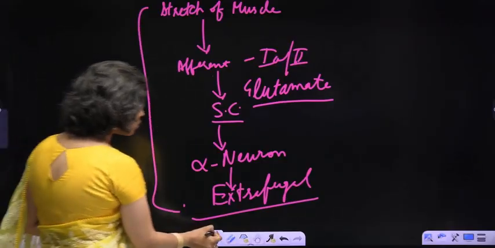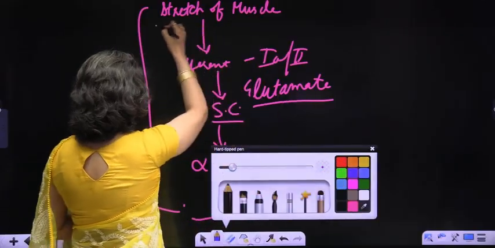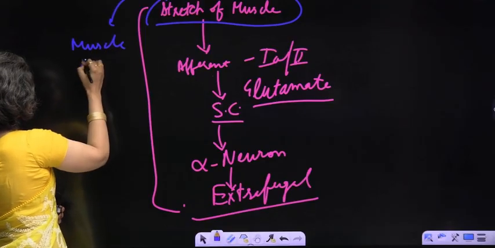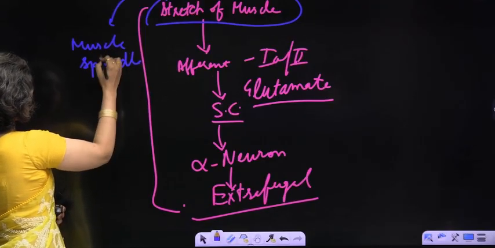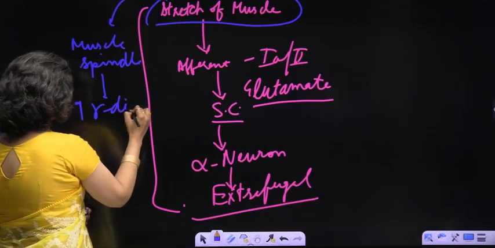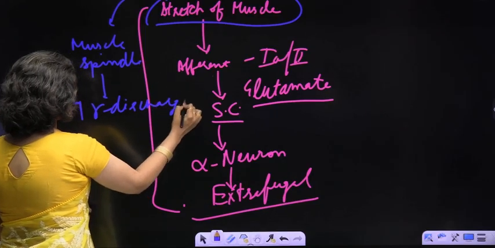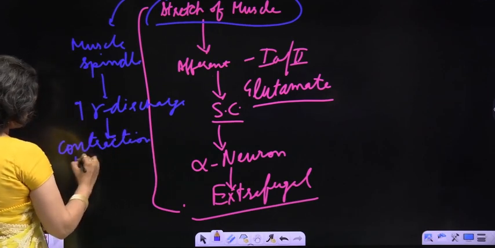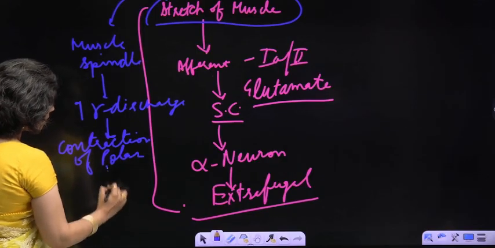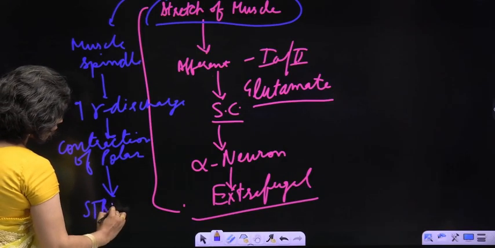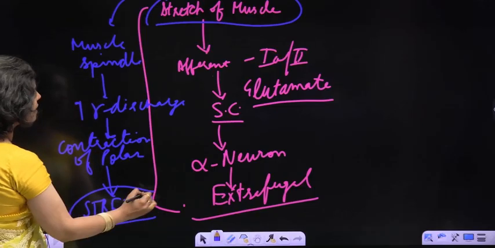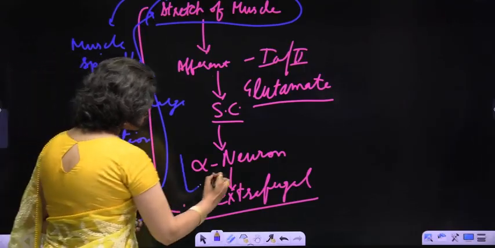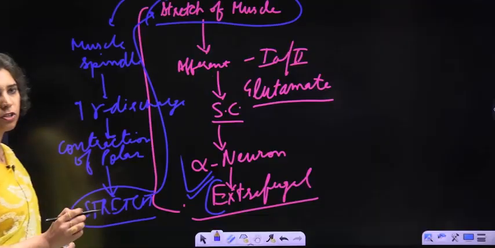And how does this stretch of muscle happen? Here comes the role of the muscle spindle. Here you can show the muscle spindle. Increase in the gamma discharge causes contraction of the polar ends of the muscle spindle and there is stretching of the muscle spindle. Once the spindle is stretched, it causes passive stretching of the muscle and there is contraction of the extrafusal fibers. That is the main response.